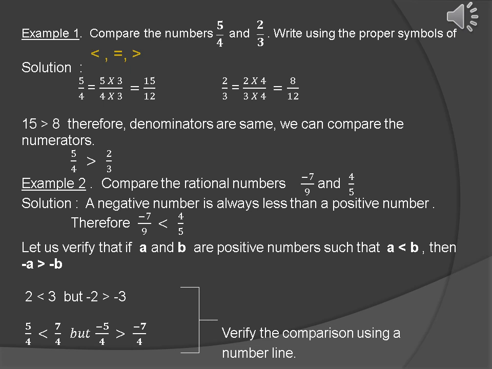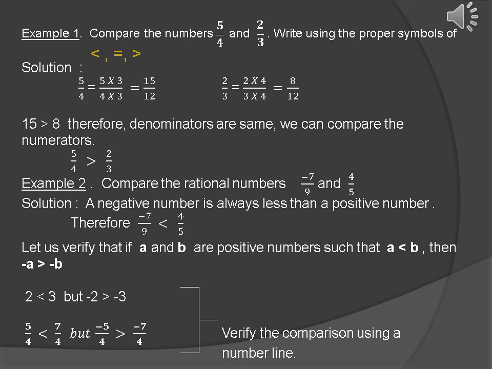15 is greater than 8. Therefore, as the denominators are the same, we can compare the numerators here. Therefore, we can conclude that 5 upon 4 is greater than 2 upon 3.